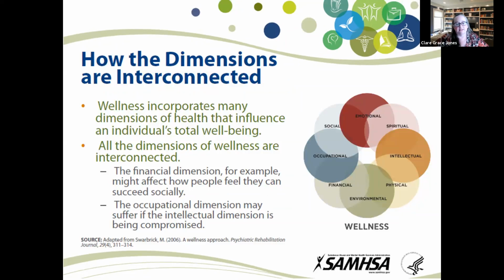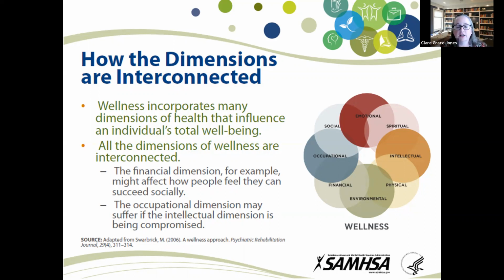And then again, I think it's interesting, this idea how we talk about the 8 dimensions as if they might be separate things, but really they're all interconnected. And so they give a couple of examples here. For example, the financial dimension might affect how people feel they can succeed socially, or the occupational dimension might suffer if you're not feeling stimulated intellectually, or maybe something going on with work that means you're having less social connections might have an impact on that.